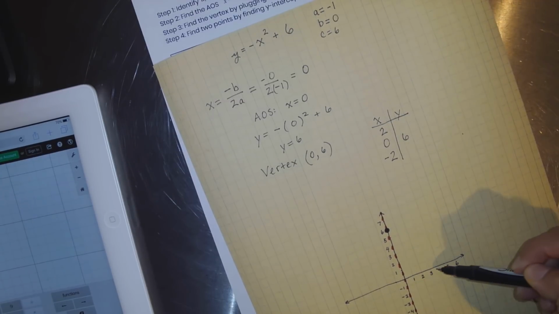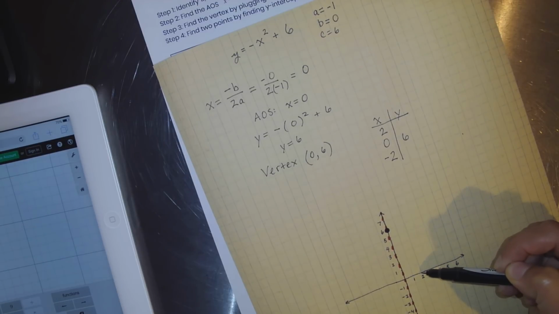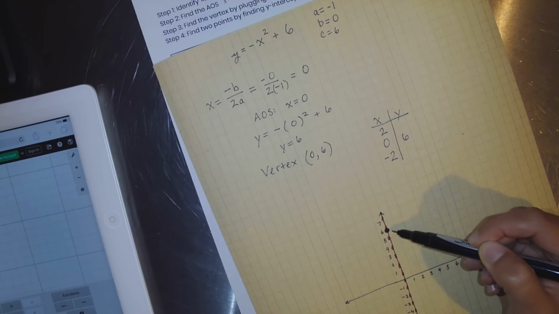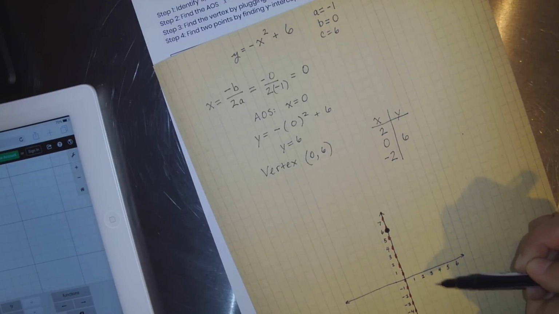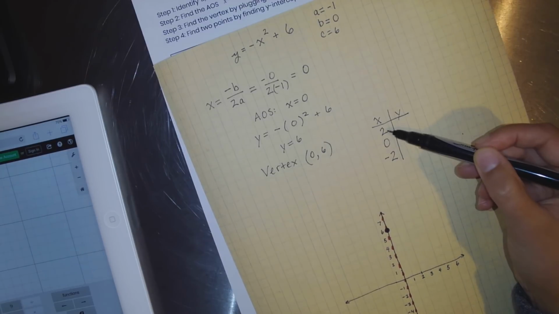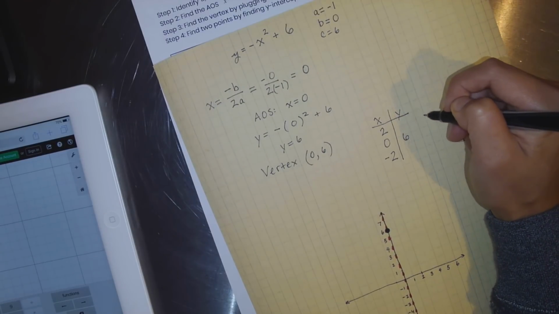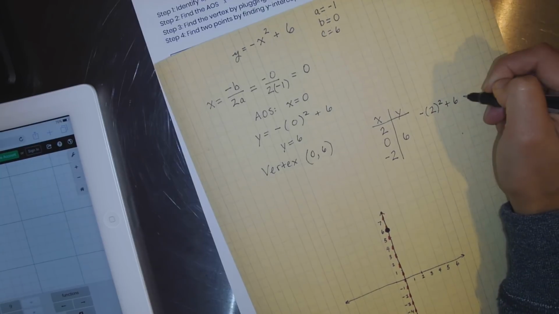I chose a number that's going to be to the right of my axis of symmetry. I could have chosen 1, but I'd like to choose 2 just to see how far out it will go or how narrow it will be. If I just chose 1, it'll be such a short distance to see that change. So I chose 2, and then I'm going to plug 2 back into the original equation. So I have -2 squared plus 6.